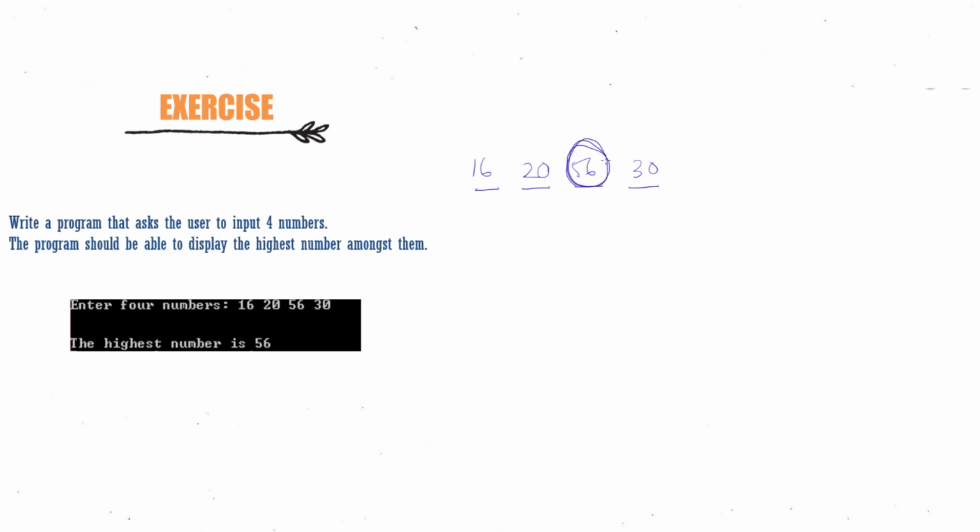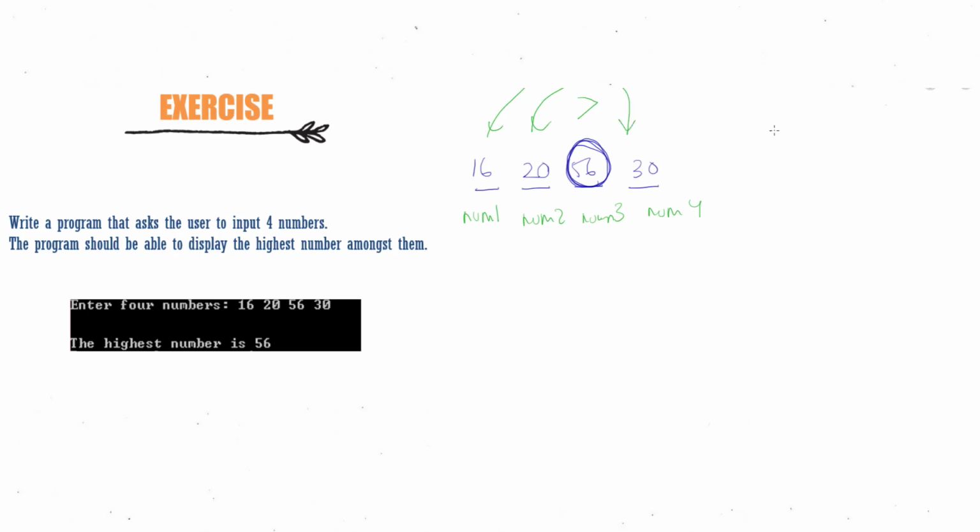How do we determine that? To put it simply, we must know that each of these are inputs. Let's say I name this variable num1, this num2, this num3, and maybe this num4. I know that this is the highest one because num3 is bigger than 16, it is bigger than 20, and it is also bigger than 30.